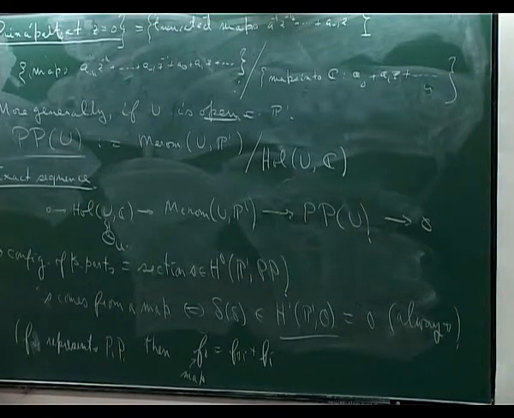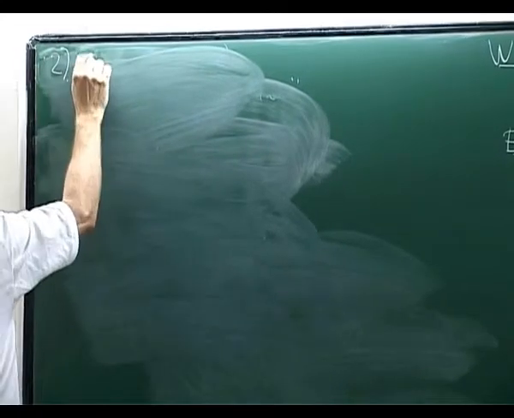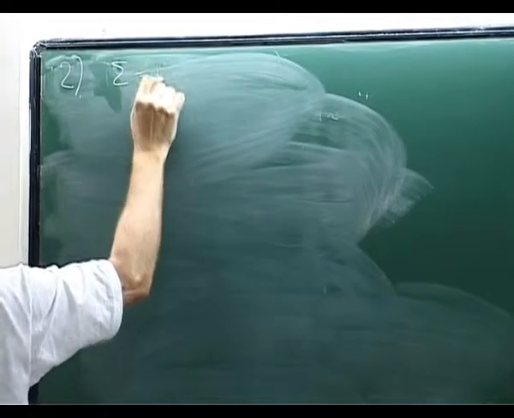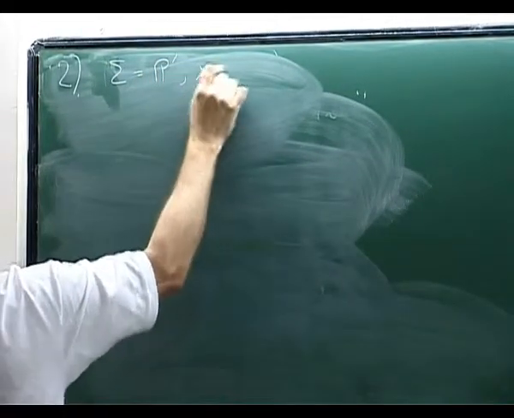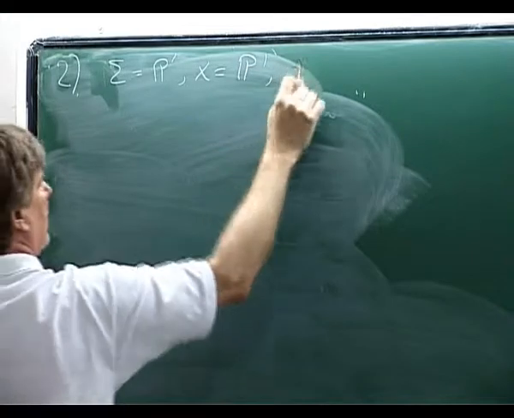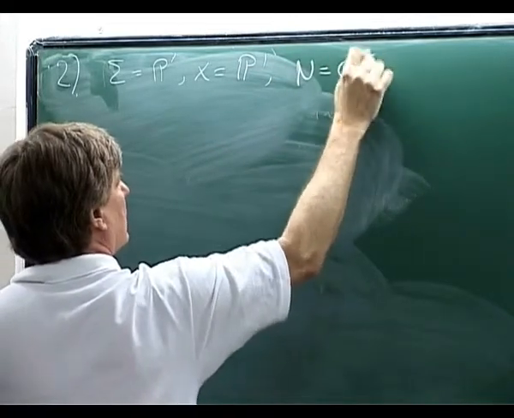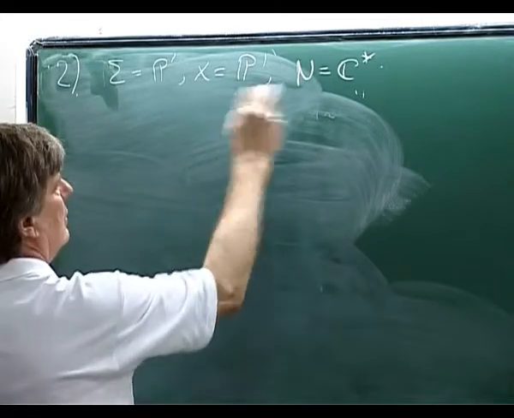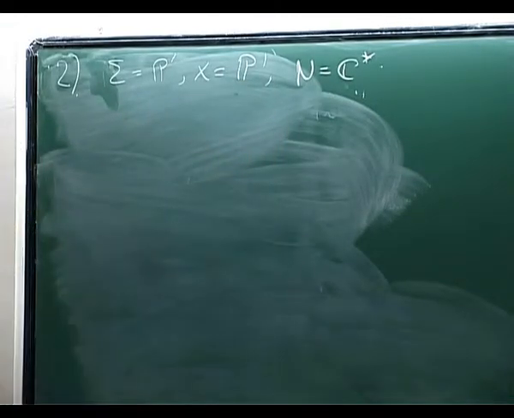So maybe just case 2. Okay. Case 2 is, well, sigma equals P1, X equals P1, and the group N is now C star. Okay, so P1 is then C star union 2 points, 0 and infinity.